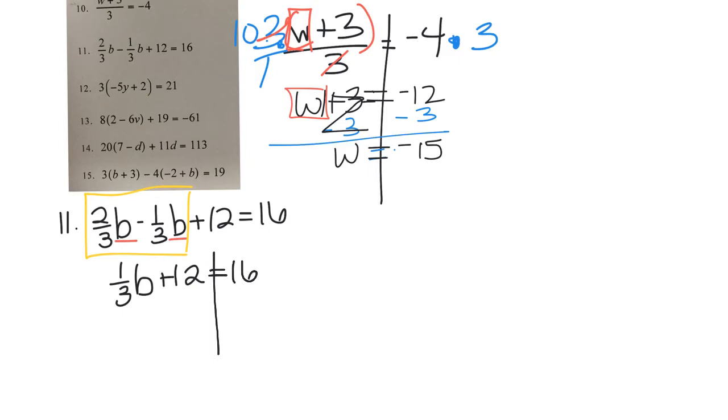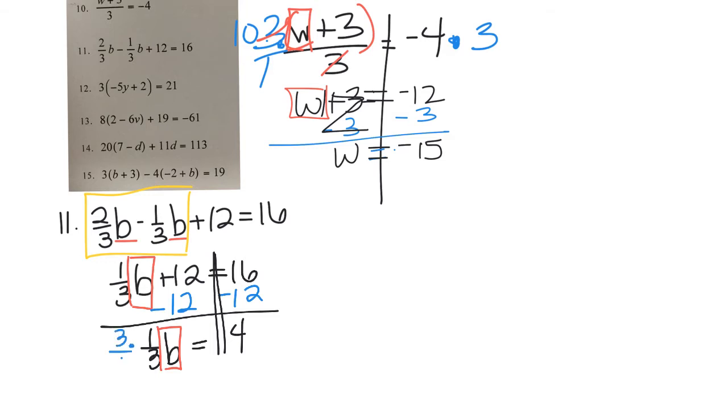And then I want to get b by itself, so I need to undo the addition by subtracting 12. And we get, it's already there, 1/3 b equals 4. And when we have a fraction, still getting b by itself, we multiply by the reciprocal, 3 over 1 times 3 over 1, and b equals 12.